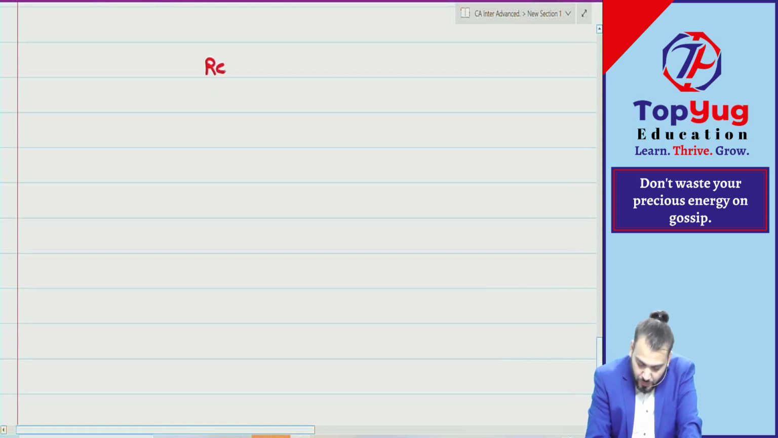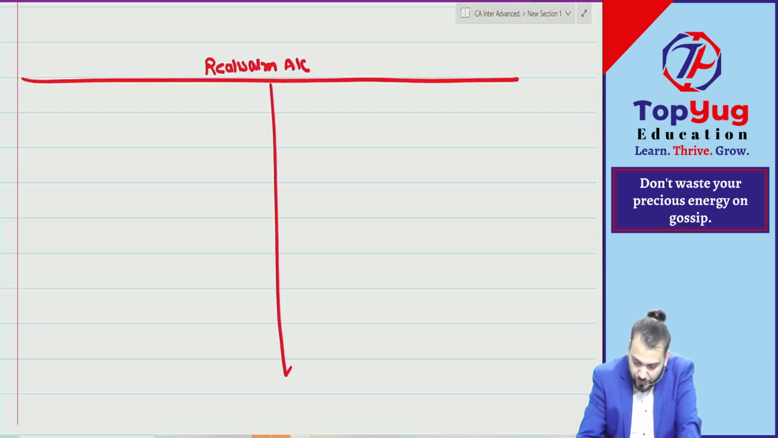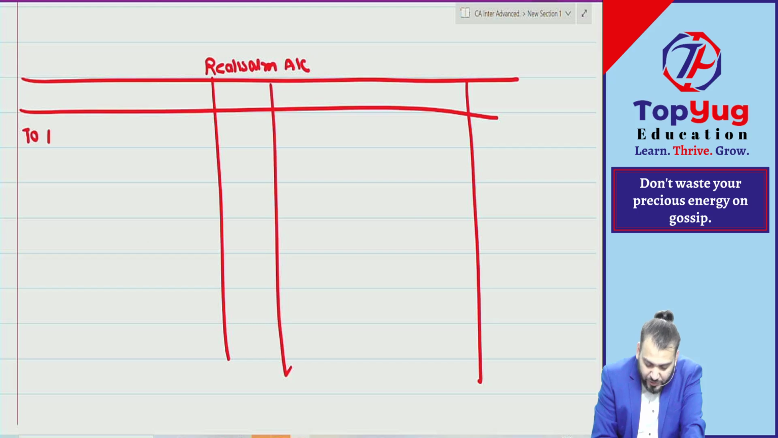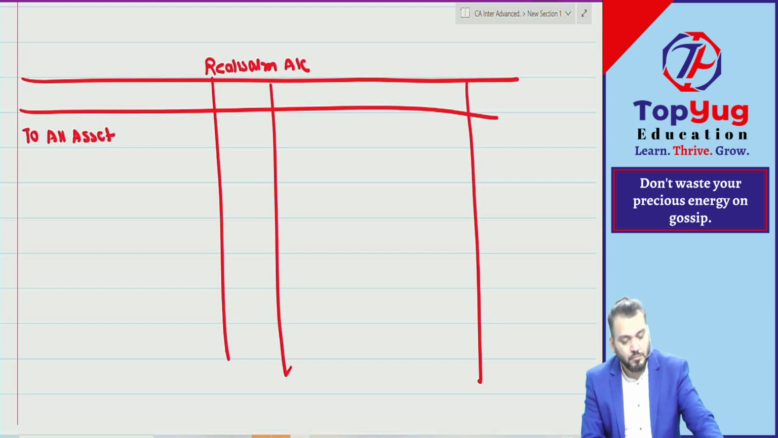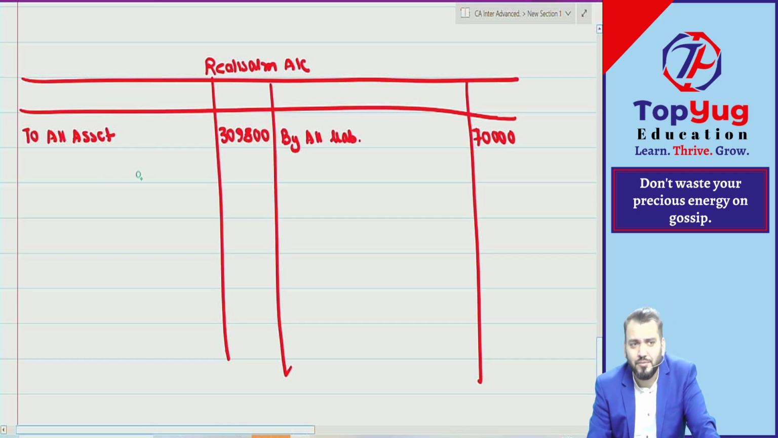Tell me. Realization account first. Can you give me, to all assets, how much? 3 lakh 800. By all liabilities, 70,000. But this all assets will be including goodwill, no.